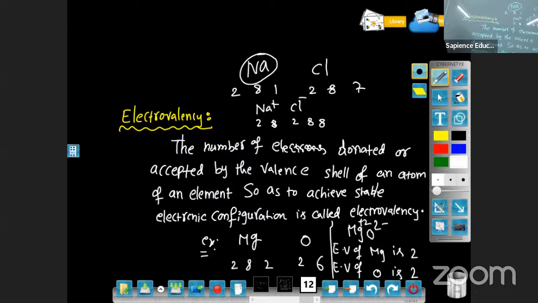If you want, you can show electron transfer now, you can show like this. Not compulsory.